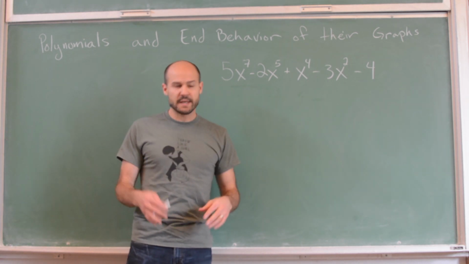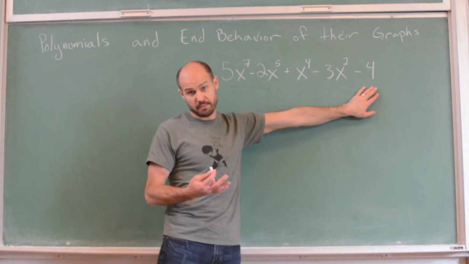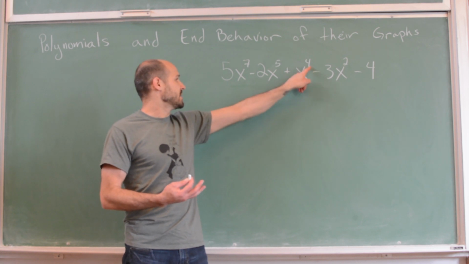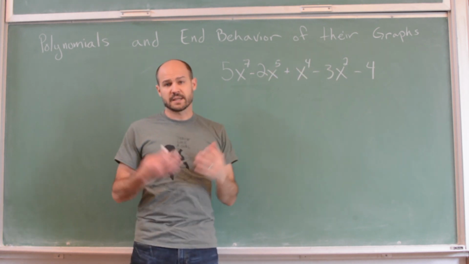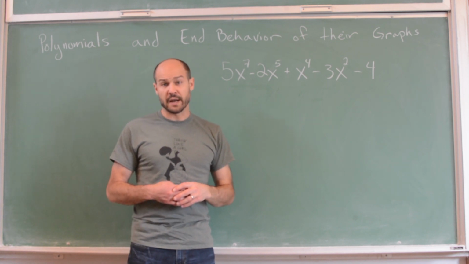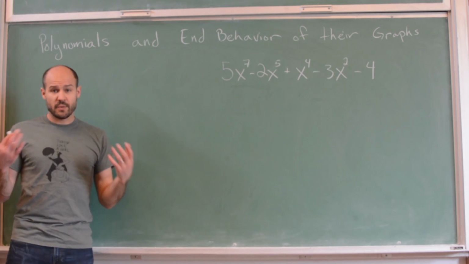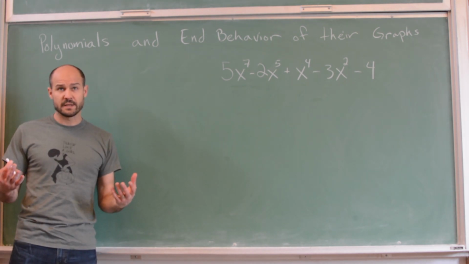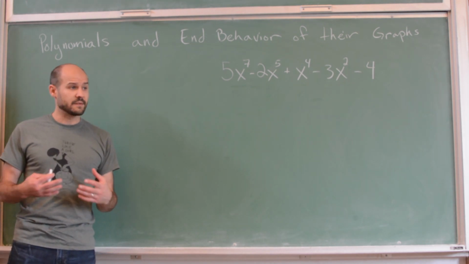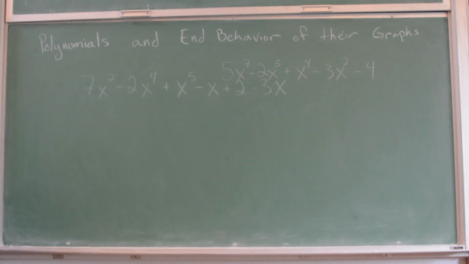But what's important is that each of the terms has an x, or maybe it's just a number, and the x's have different exponents. That's going to define our polynomial, and then we'll be able to understand what's going on about it. So, first off, we need to make sure we have a polynomial and we can understand its classification. Let's take a look at that.